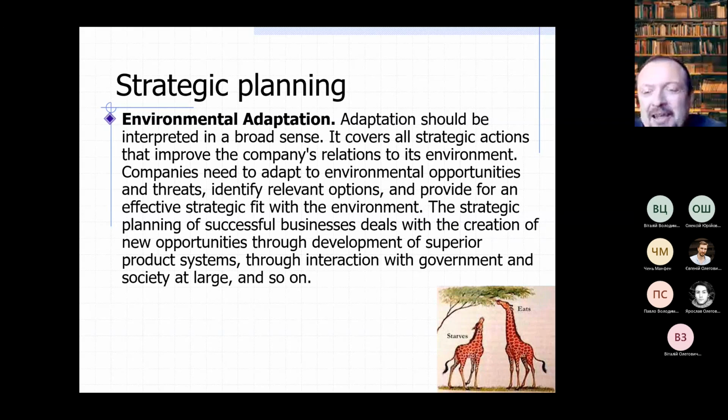The giraffe has a long neck because all giraffes with a short neck died, because they were hungry, and it wasn't possible for them to eat food. That's why they died. Okay, and it is the same situation with these companies. Only a company which can adapt its activity to changes in the external environment can survive now.